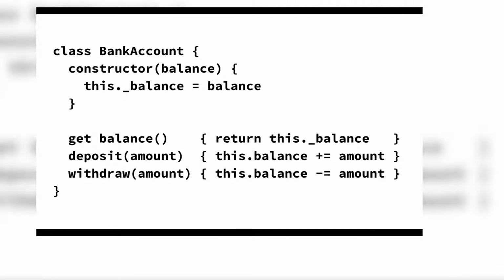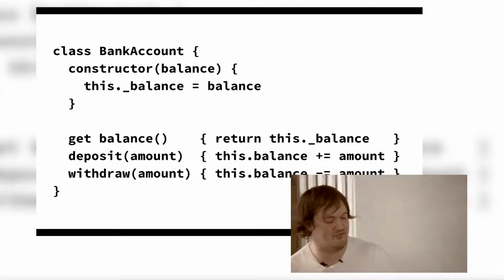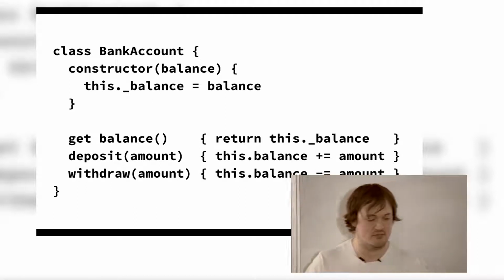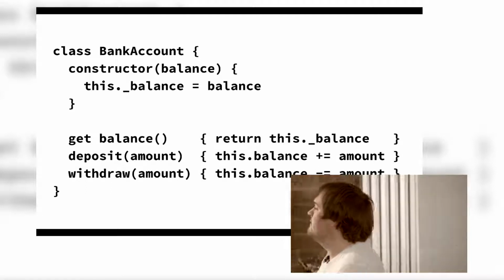Here is the only slide of JavaScript in my talk. Sorry, everyone. This is a model of a bank account. I'm sure you've never seen this before. Here is a balance. It goes in the constructor. You can get your balance. You can deposit money. You can withdraw money. It's a model. It's very simplified. I'm sure you can spot some mistakes.